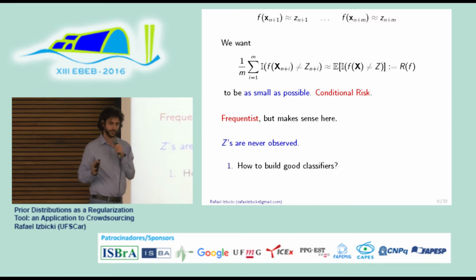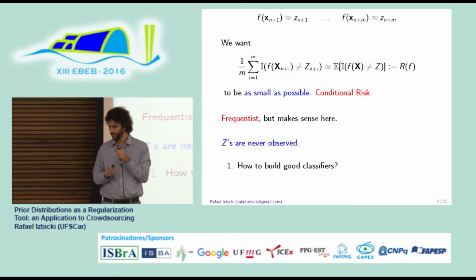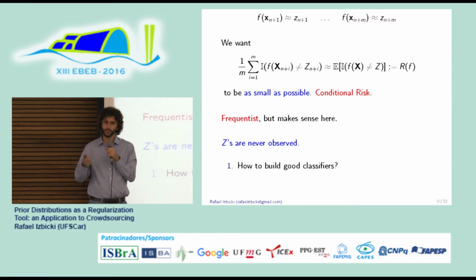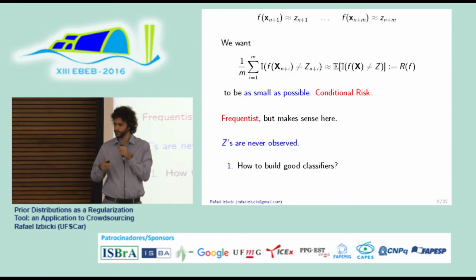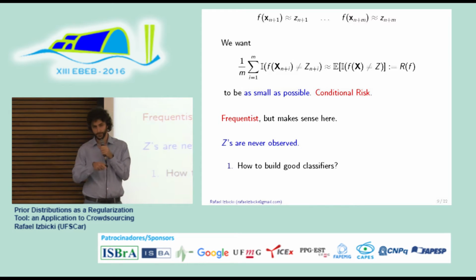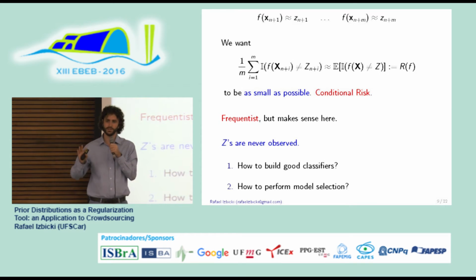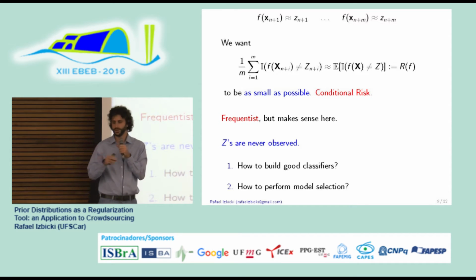So the two questions we try to answer in this work, which are related, are first, how do we build a classifier? How can we find a function f that has a small risk? And for that, we're going to use a Bayesian model. And the second question is, say you have 10 different classifiers. How do you pick the best classifier in this class?